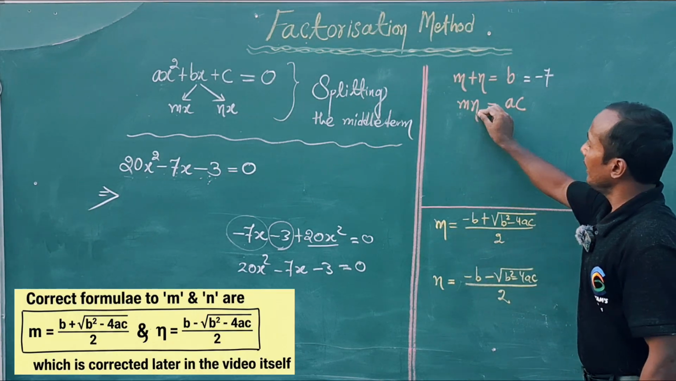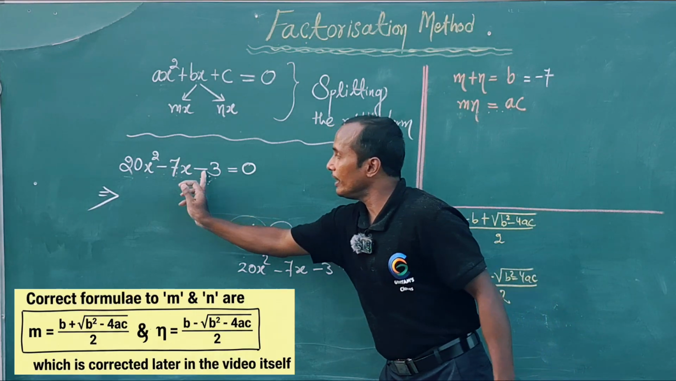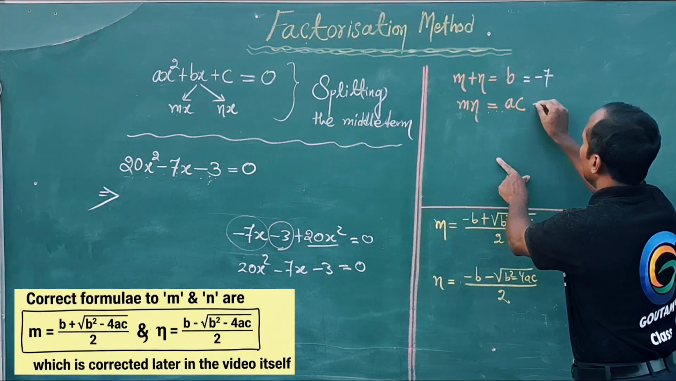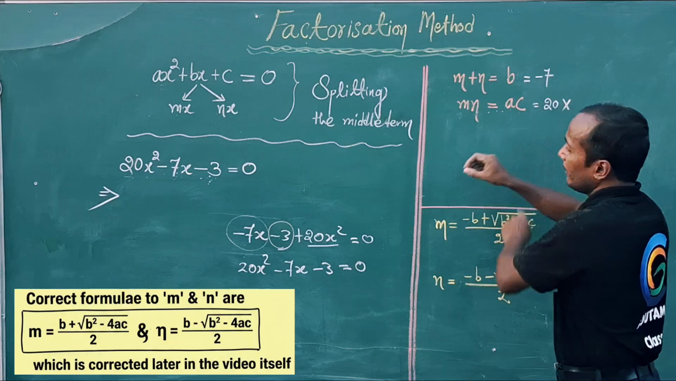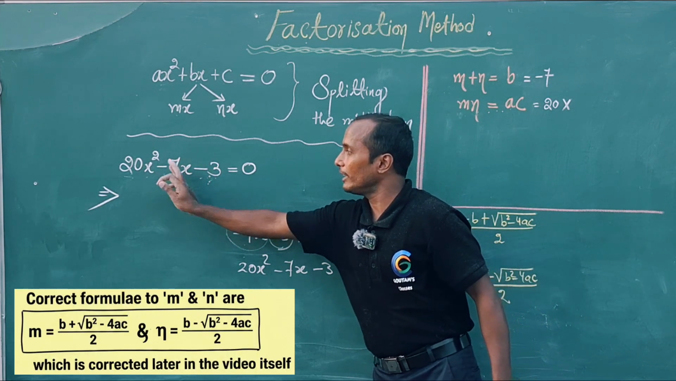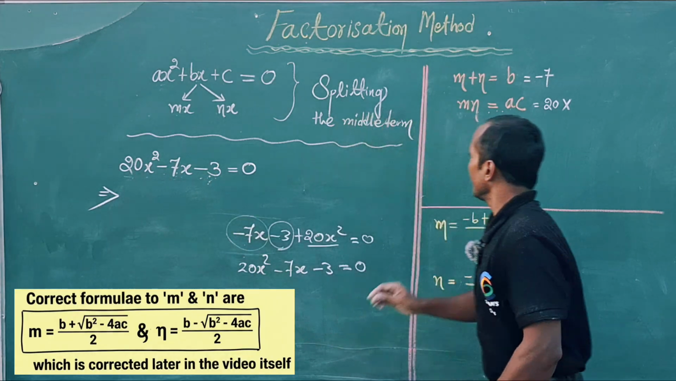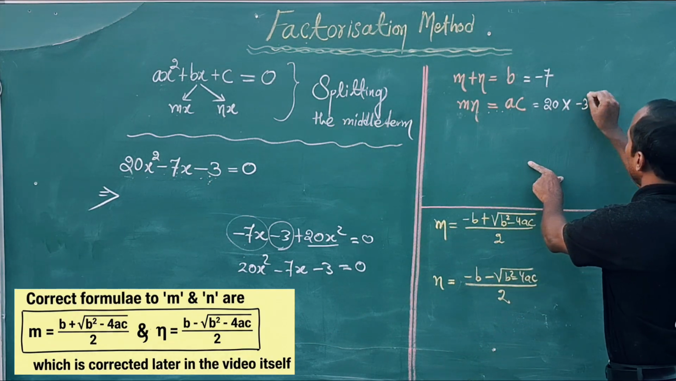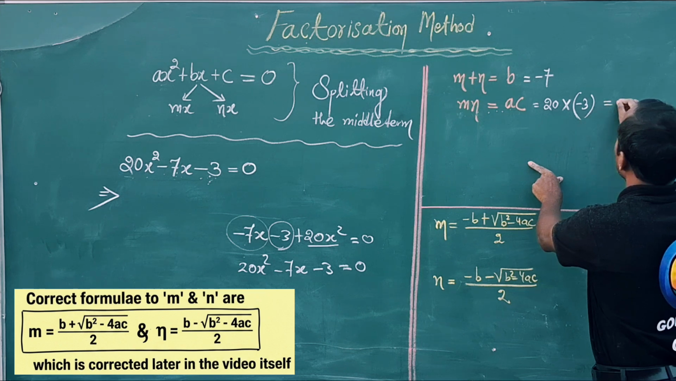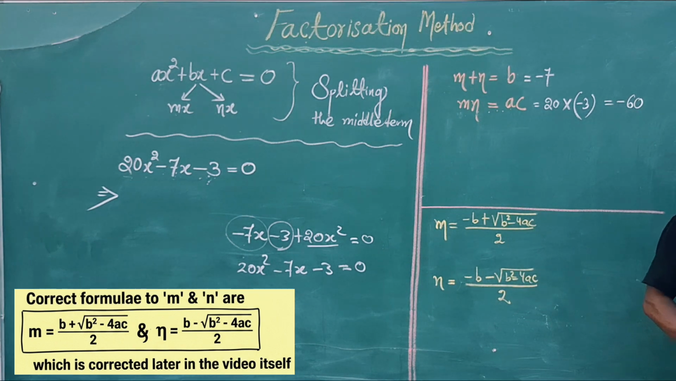Then the product of m and n has to be equal to a into c. A is 20, c is minus 3. So identify c properly. It's not positive 3. Whenever you are saying a, b or c, say it with the symbol. So c is minus 3, a is plus 20. Plus 20 into minus 3 gives me minus 60.